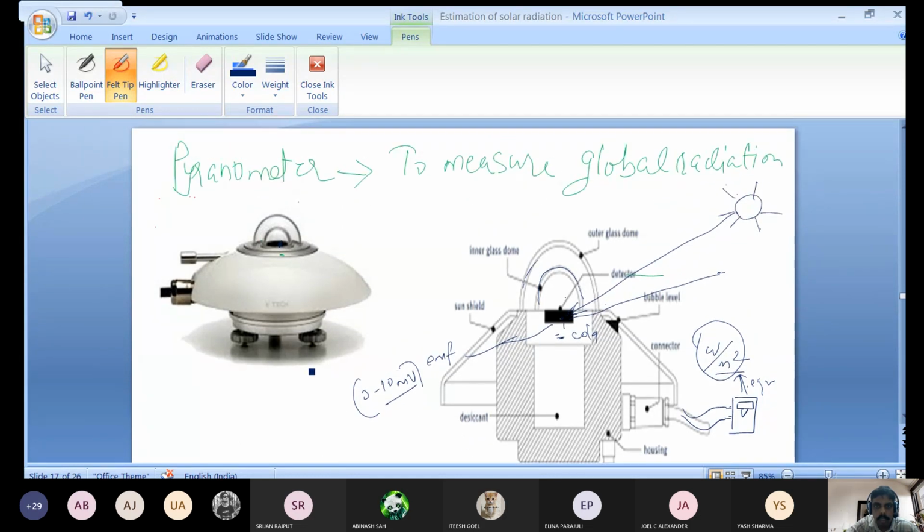Is it clear? Is it working? Yes or no? Pyranometer.